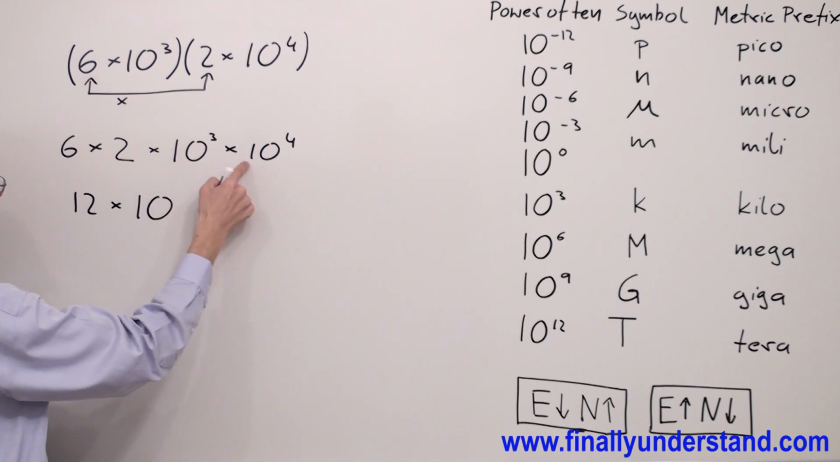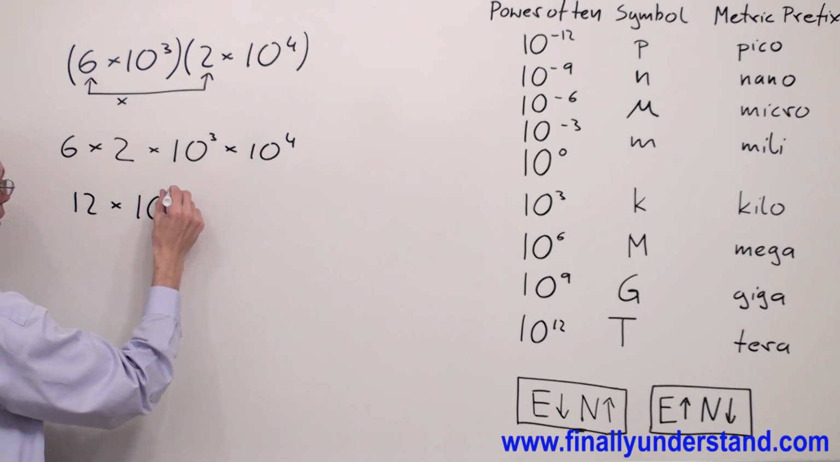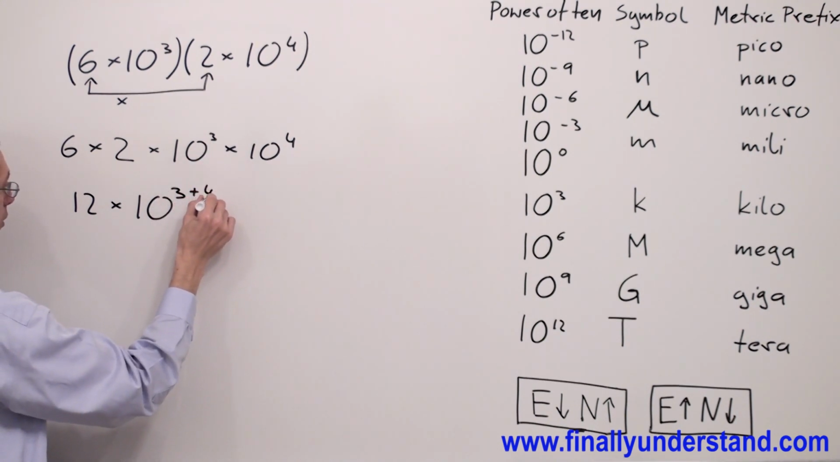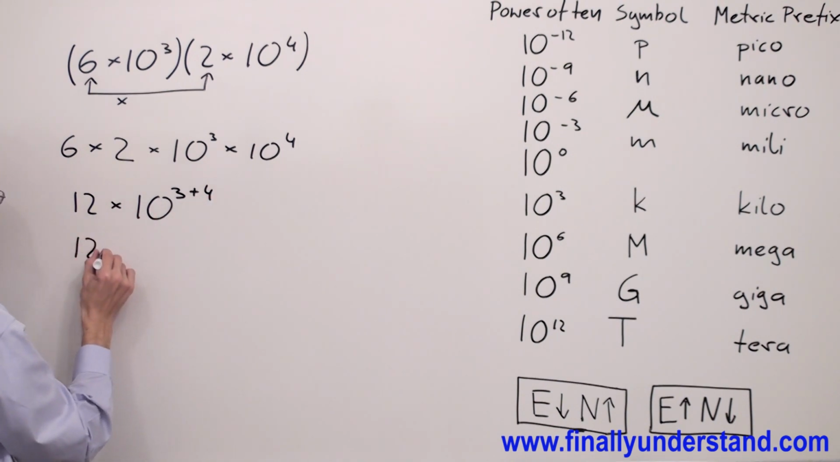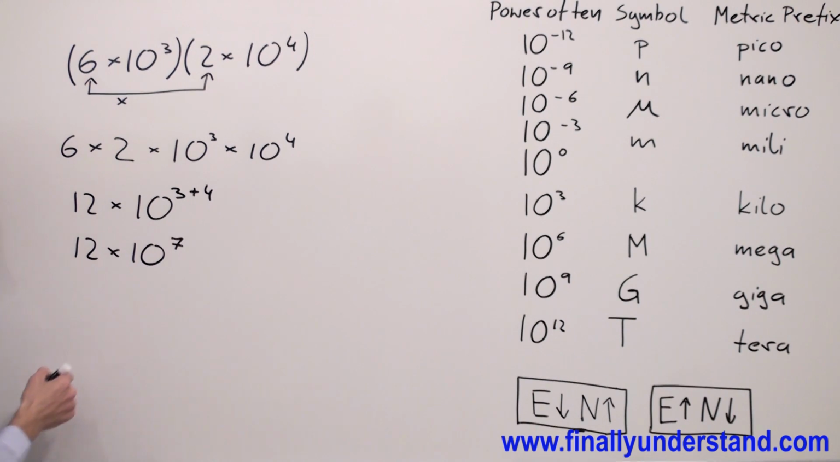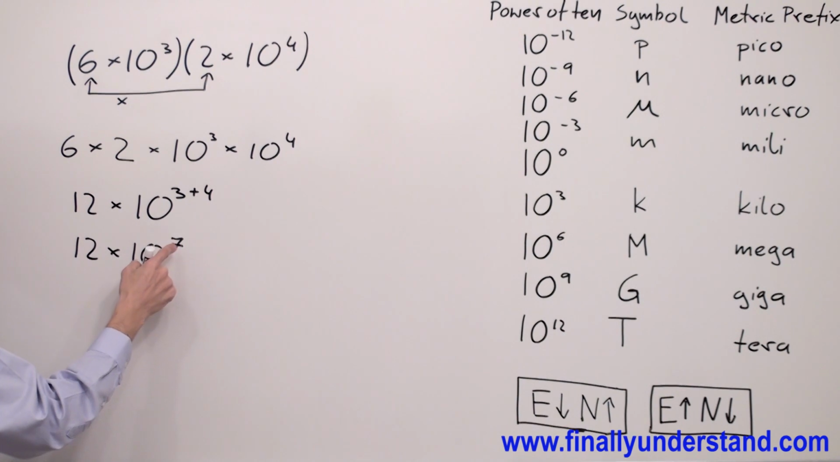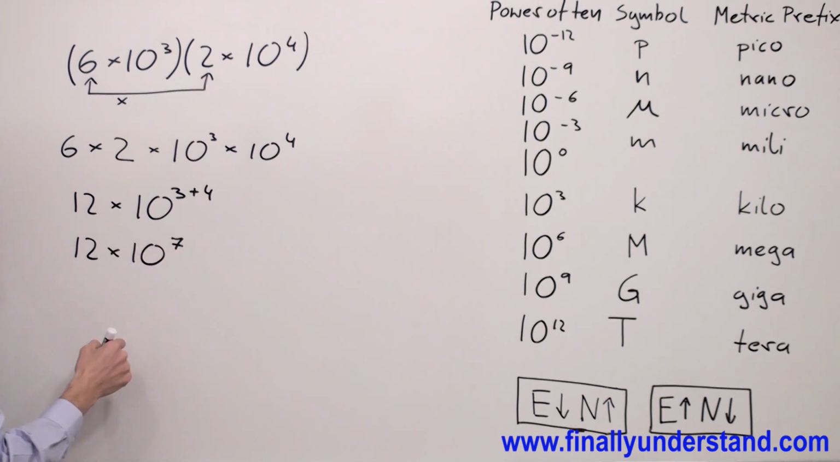Anytime I multiply two numbers with the same base, I'm supposed to keep the base and add exponents. I'm going to have 3 plus 4. I have 12 times 10 to the 7. I'm supposed to express my answer in engineering notation. This is not engineering notation because the exponent of the power of 10 is not a multiple of 3.